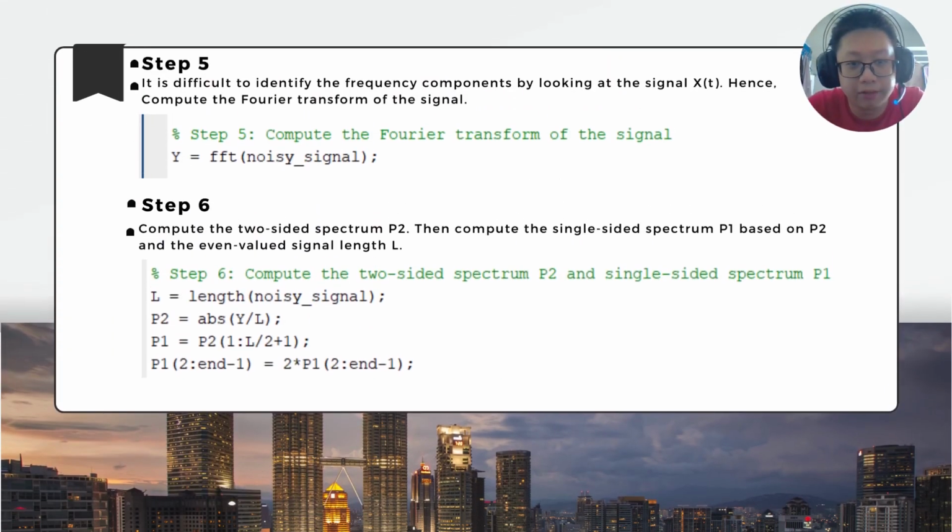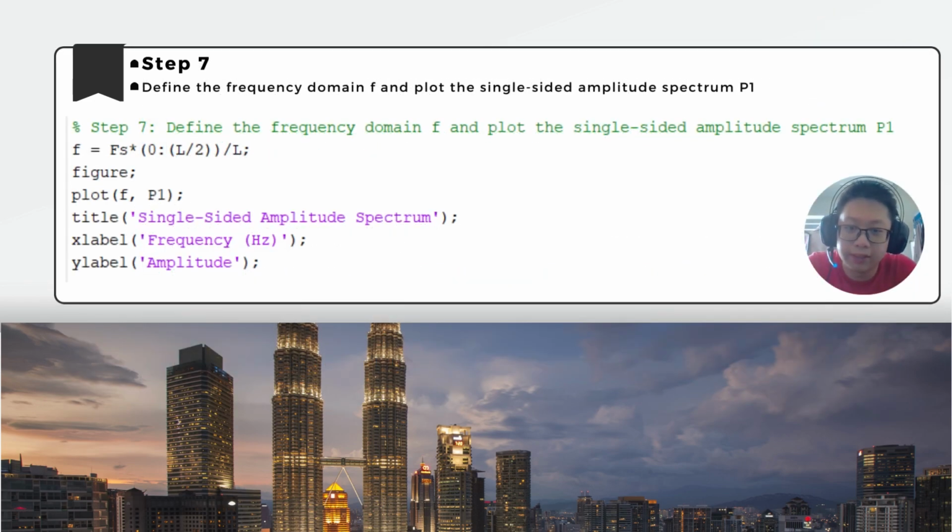In step 5, the noisy signal was required to be computed into a Fourier transform because it was difficult to identify the frequency components by just looking at the signal. Then, a two-sided spectrum P2 was computed and a single-sided spectrum P1 was also computed based on P2 and the even-valued signal length L in step 6. In step 7, the frequency of the single-sided spectrum P1 was determined, and P1 was plotted using frequency as the x-axis and amplitude as the y-axis.